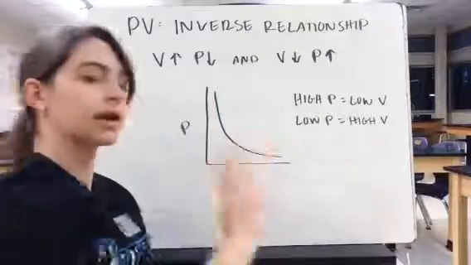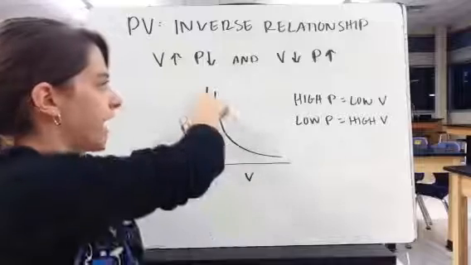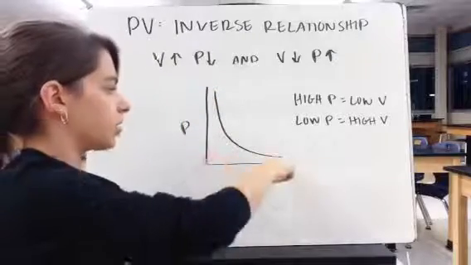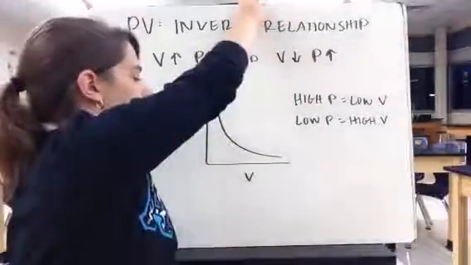It looked like a curve. Yours might look a little bit different, but it should have that same general curve. So if we have a high pressure up here, we have a low volume. And if we have a low pressure out here on the curve, we have a high volume. And we're going to use this relationship to solve a couple of problems.